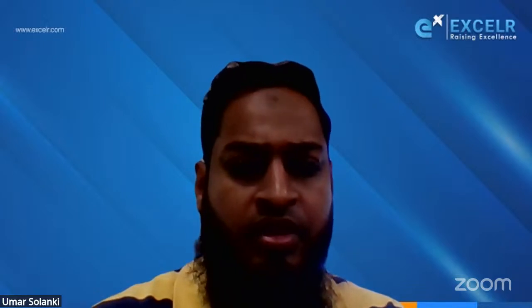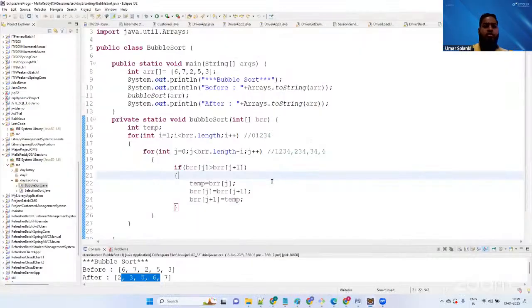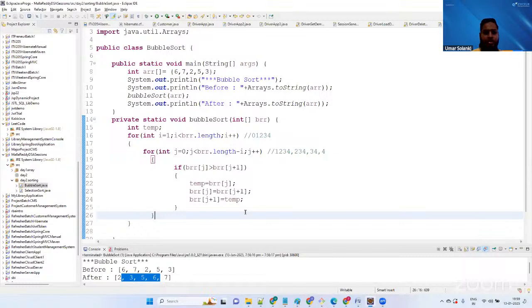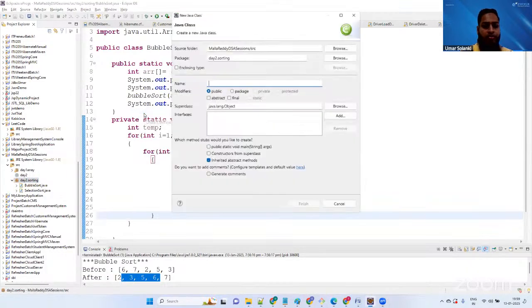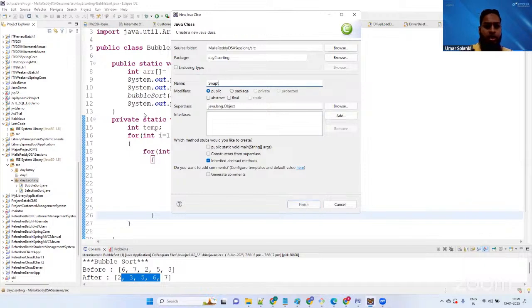Okay, so let me come back to my Zoom. So this is your bubble sort technique. Okay, one gentleman raised a question as to how to swap two elements without using temp. So how to do that? I'm naming the class swap two like this so that when you all see on GitHub, you know what is there inside the class.